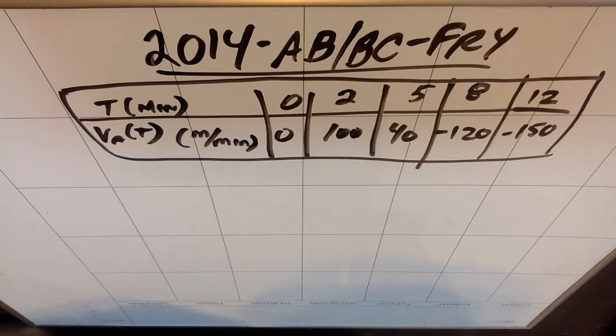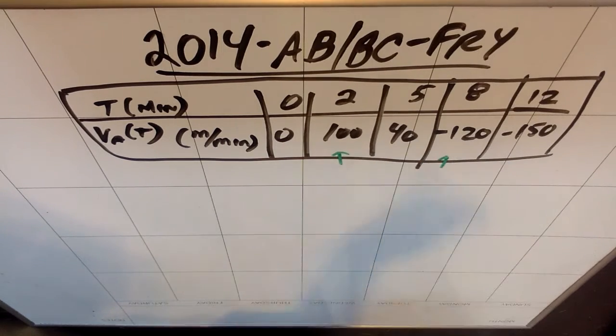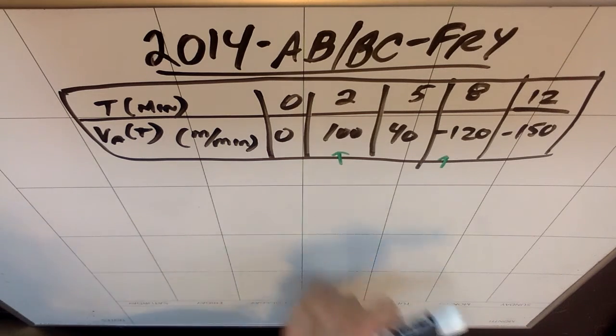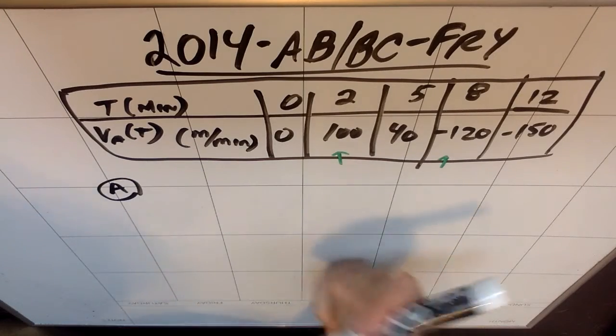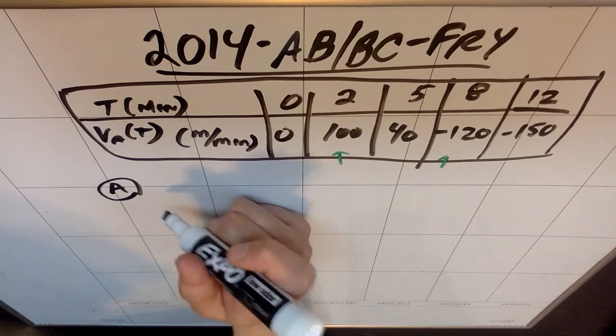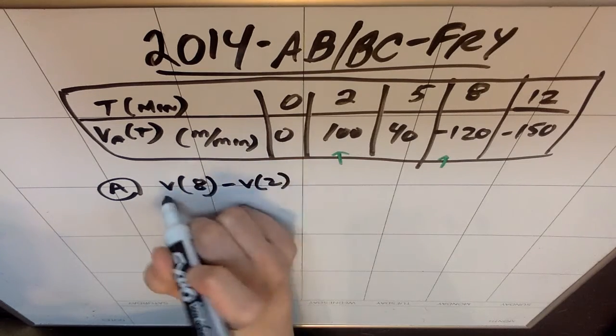Part A, find the average acceleration of the train A over the interval from 2 to 8. Well, that's nice of them. So they want the acceleration from 2 to 8, right? Remember that acceleration is the derivative of velocity, but average acceleration is just old school change in velocity over change in time. So that's basically what I told you about estimating acceleration, but they want the average acceleration. So that's going to be v of 8 minus v of 2 over 8 minus 2.